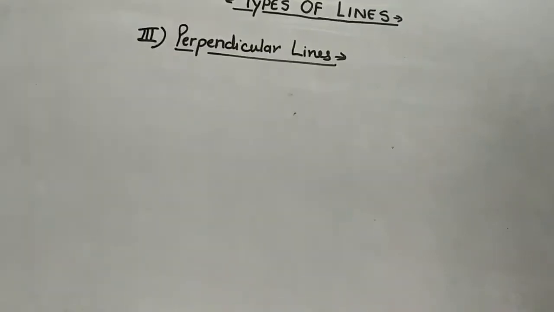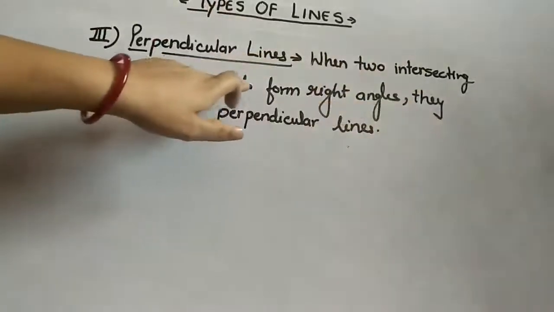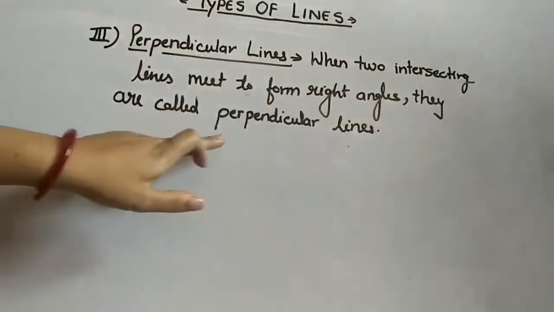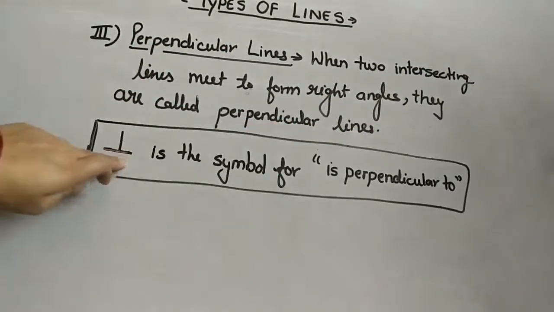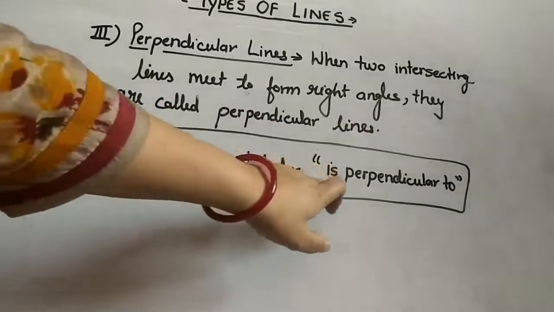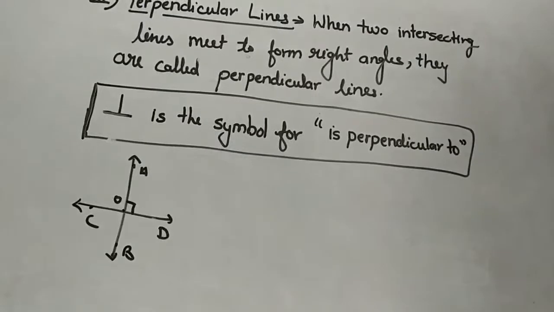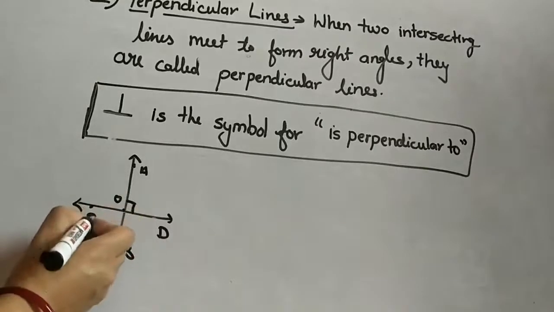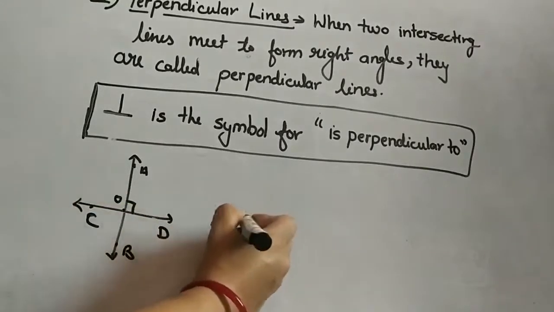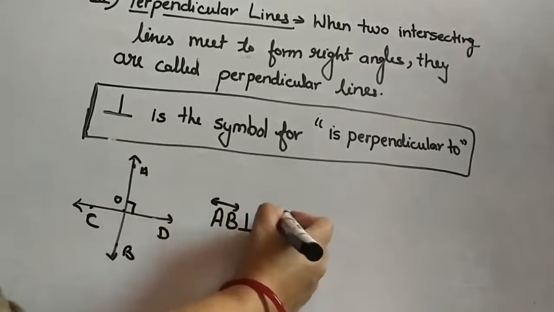Now we'll see what perpendicular lines are. When two intersecting lines meet to form right angles, they are called perpendicular lines. The symbol opposite T is the symbol for "is perpendicular to." Suppose we have to write line AB is perpendicular to line CD. So how will we write? We'll write it as AB ⊥ CD. Line AB is perpendicular to line CD.